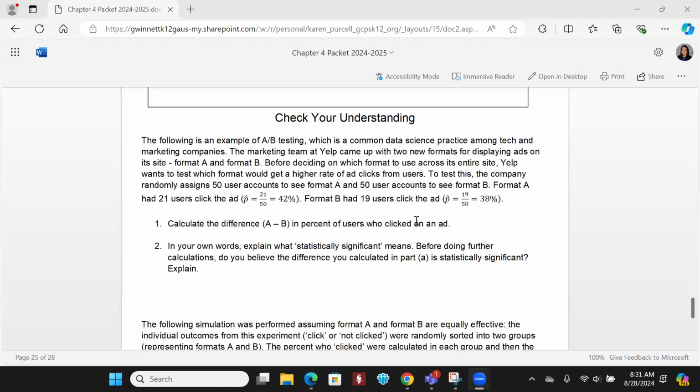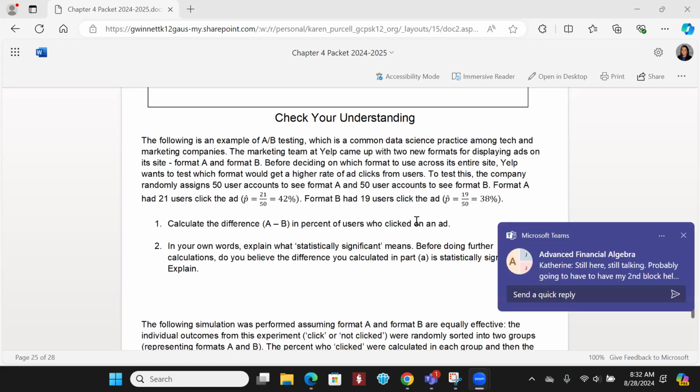So let's talk. The following is an example of A/B testing, which is a common data science practice among tech and marketing companies. The marketing team at Yelp came up with 2 new formats for displaying ads on its site, format A and format B. Before deciding on which format to use across its entire site, Yelp wants to test which format would get a higher rate of ad clicks from the user. To test this, the company randomly assigns 50 users to see format A and 50 users to see format B.